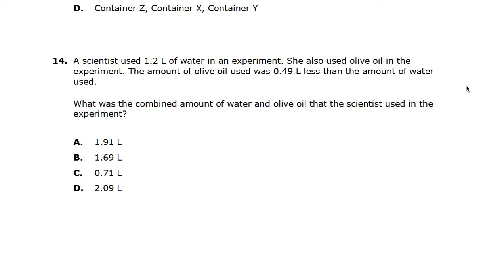Question 14. A scientist used 1.2 liters of water in an experiment. She also used olive oil in the experiment. The amount of olive oil used was 0.49 liters less than the amount of water used. What was the combined amount of water and olive oil that the scientist used in the experiment?